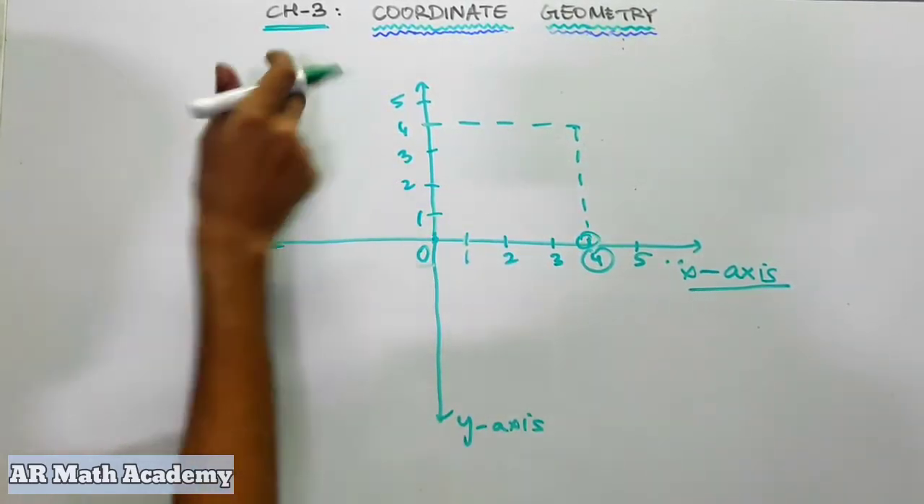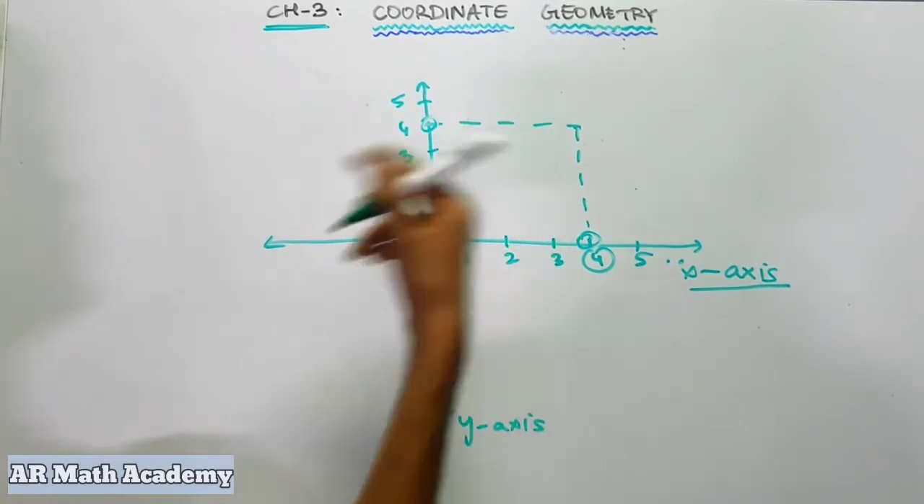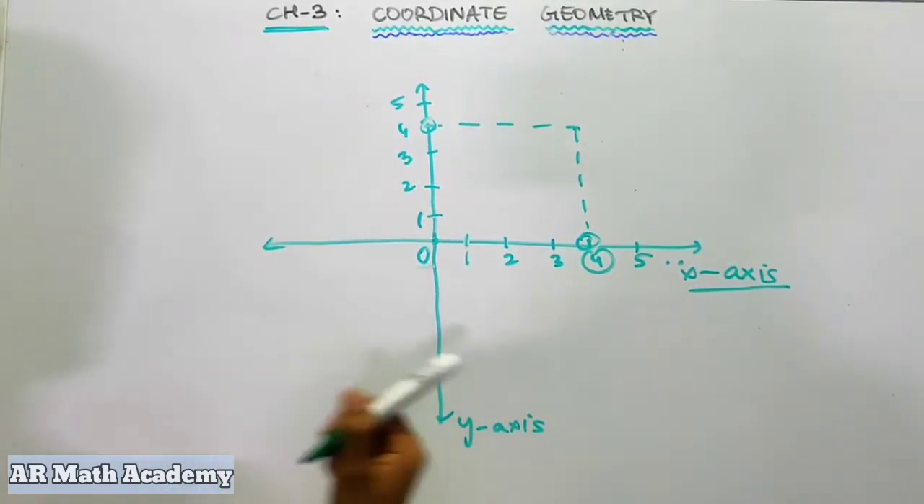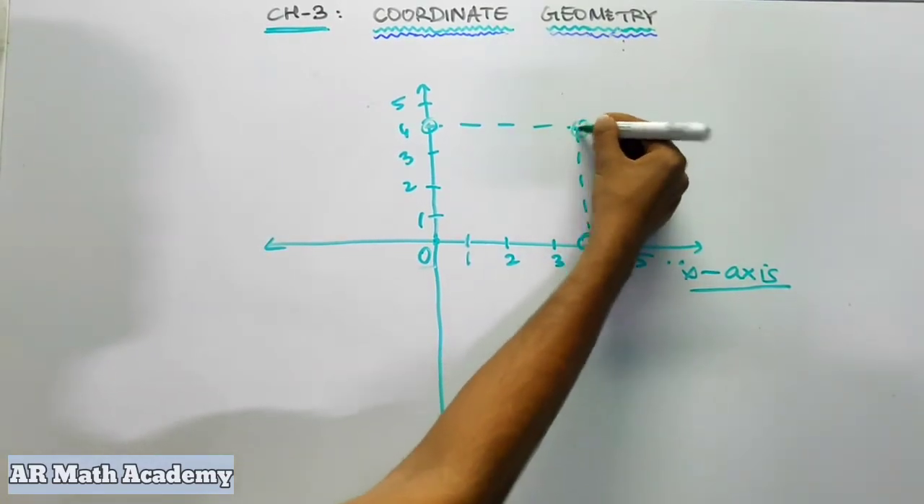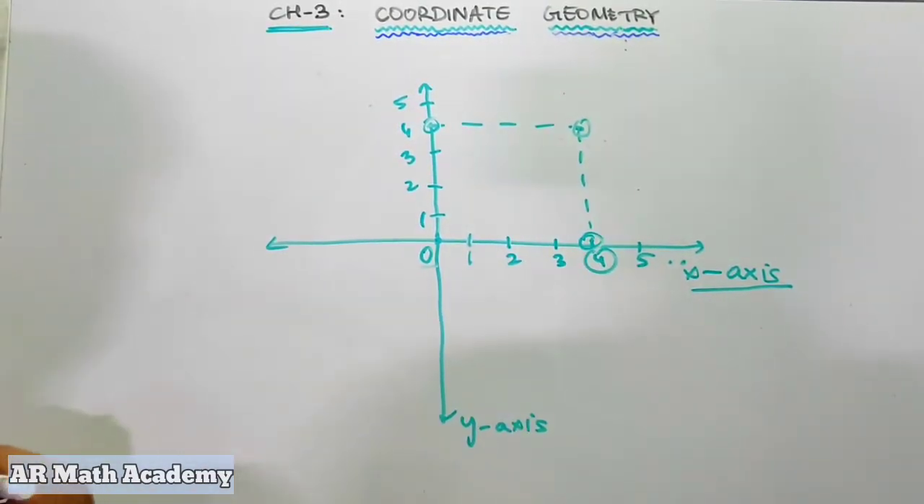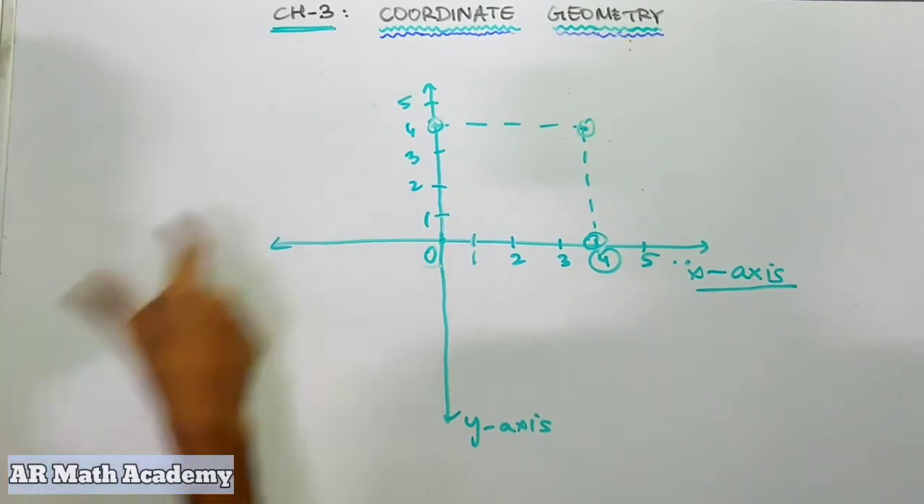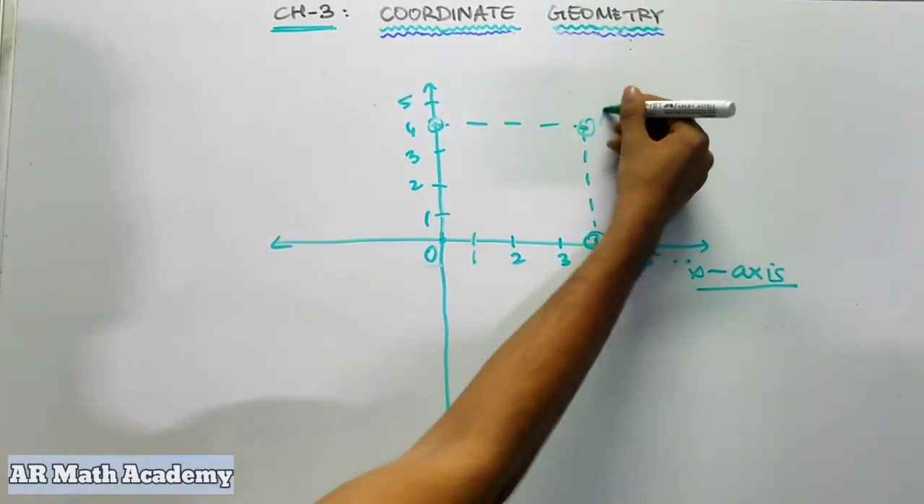And I again find that the number 4 is getting intersected in the y-axis. Now I find out that the point that I want is lying above the number 4, and to the right of this number 4. Let me name this point as A.